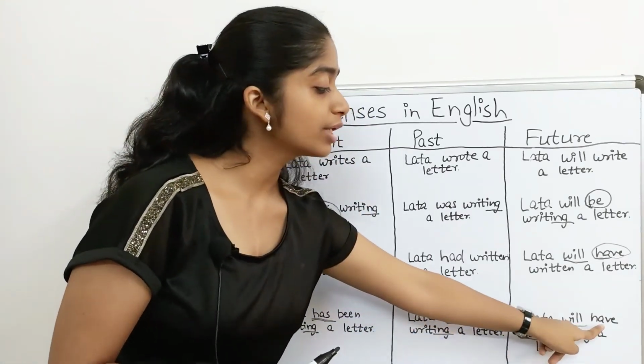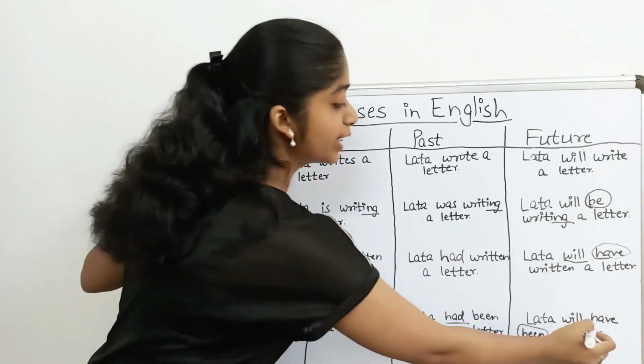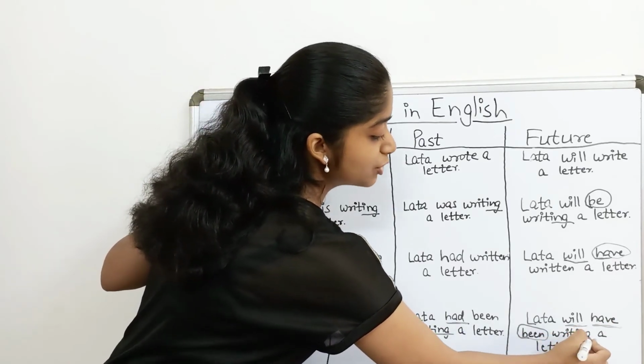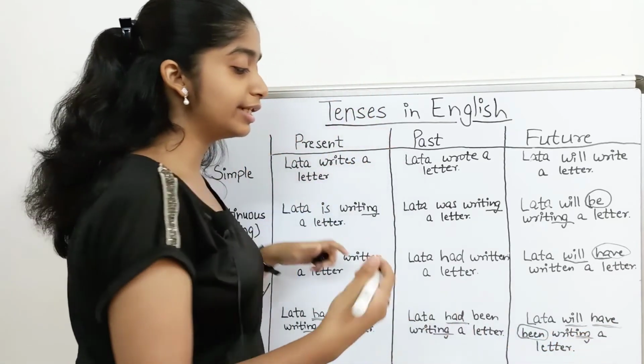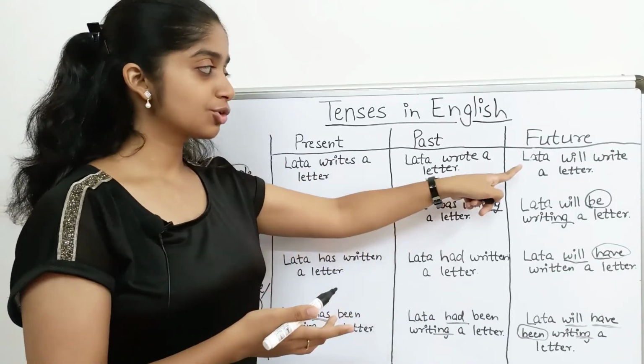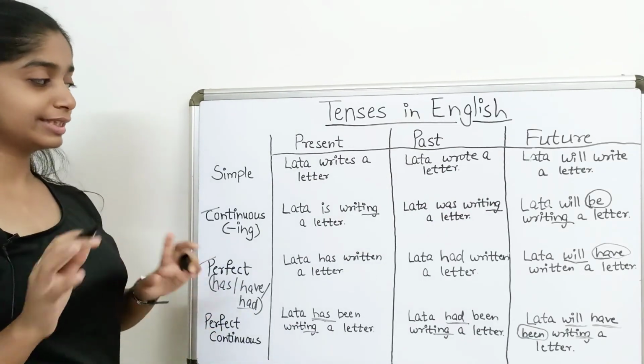Now have or has has also been used here, so it is perfect. And ing has also been used. It indicates the continuous tense of the sentence. So the last one would be future perfect continuous tense.